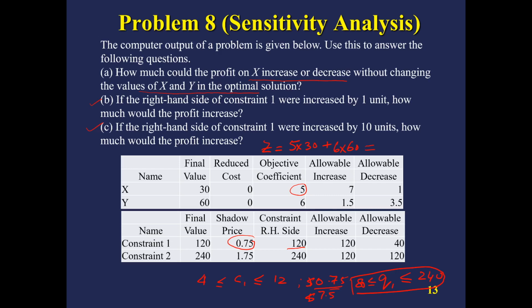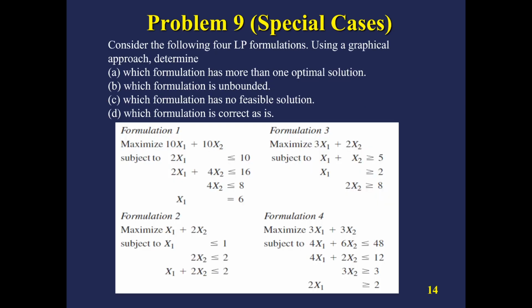So let's continue. Let's look at problem 9. We have some special cases here. Consider the following 4 LP formulations using a graphical approach. Determine which formulation has more than one optimal solution, which formulation is unbounded, which formulation has no feasible solution, and which formulation is correct as is.